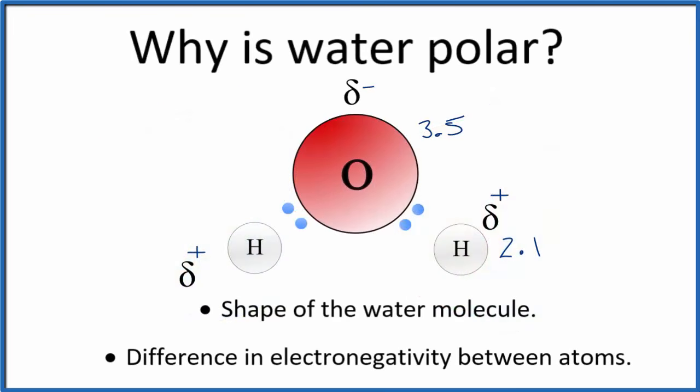So to recap, the shape of the water molecule means on top we have the oxygen, which is more electronegative because it has these electron pairs pulled towards it more tightly. And on the bottom we have the hydrogens, which are more positive. That gives us poles, means water is a polar molecule. This is Dr. B answering the question, why is water polar? It's because of its shape and the difference in electronegativity between atoms.